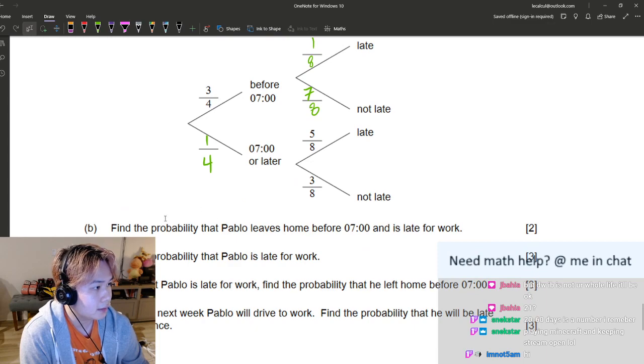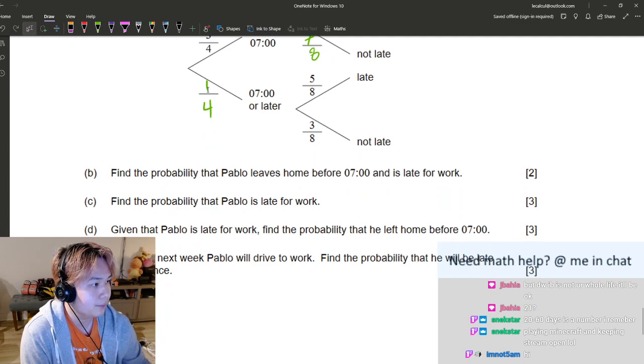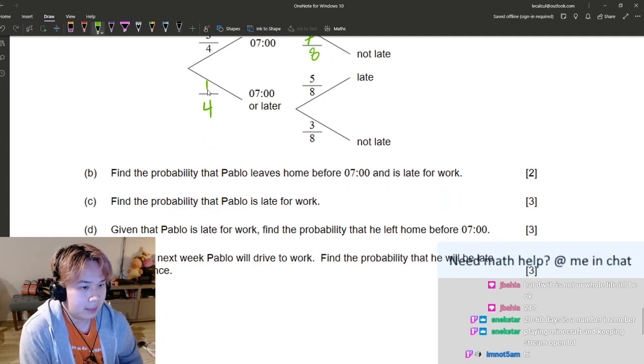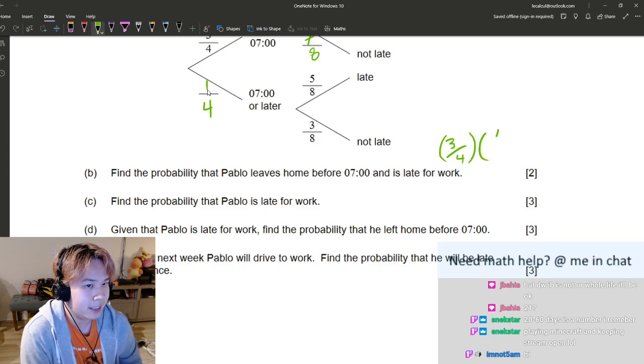Okay, let's see. Find the probability that Pablo leaves home before 7 and he's also late for work. Okay, so that probability is just him leaving before 7 and then multiplying this by him being late if he leaves before 7. So 3 out of 32.